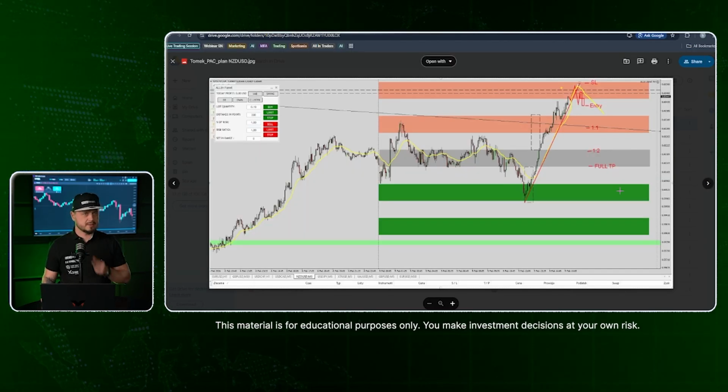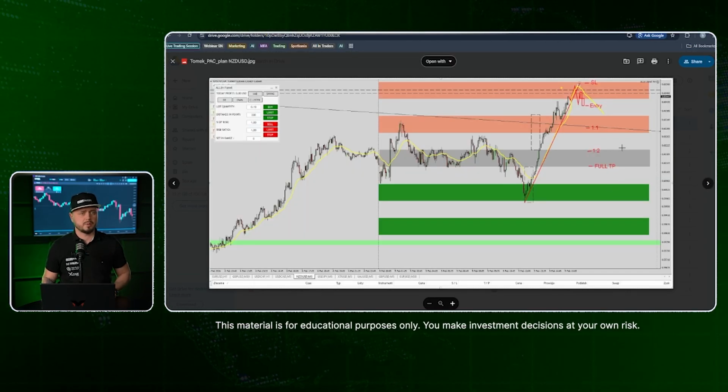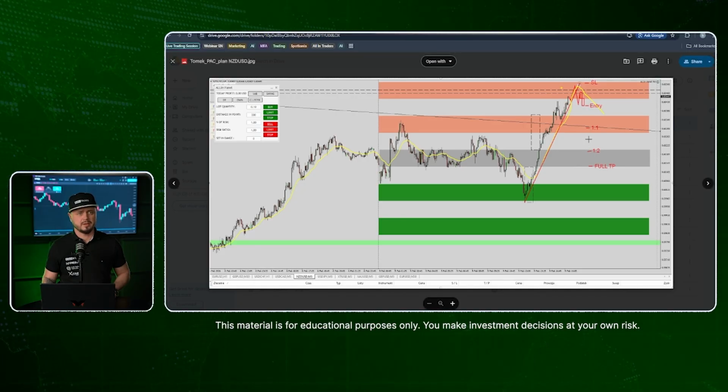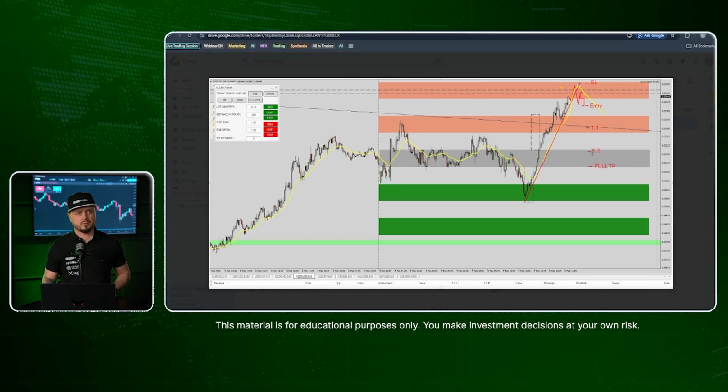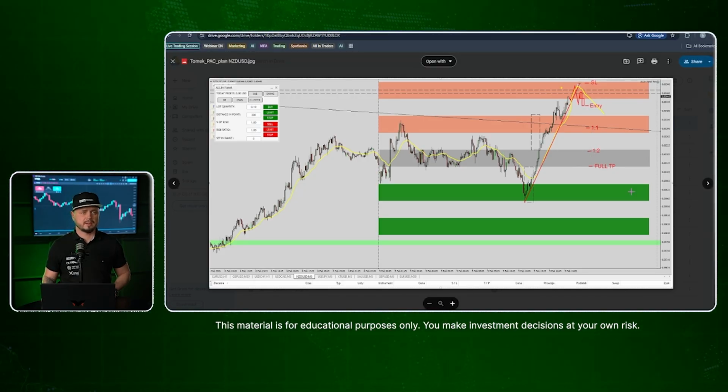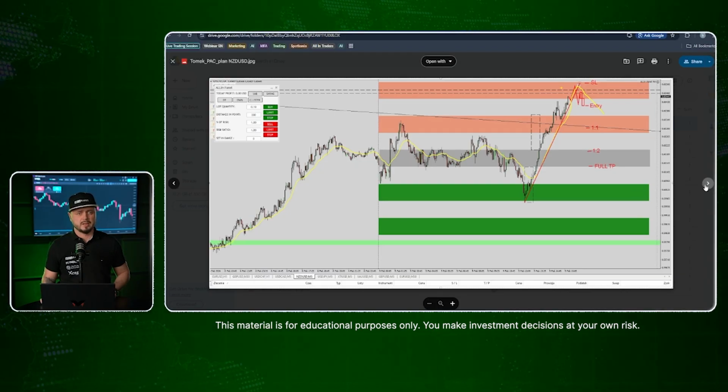Another trade, this is New Zealand dollar, also from Tomek. The plan is to go back into the range, entry 1 to 1, 1 to 2, and full take profit at the bottom of the trading range.